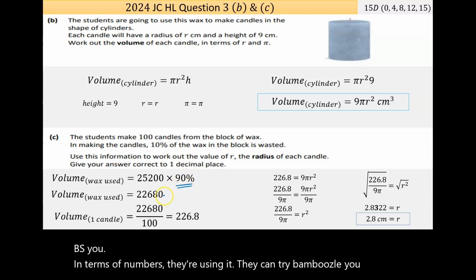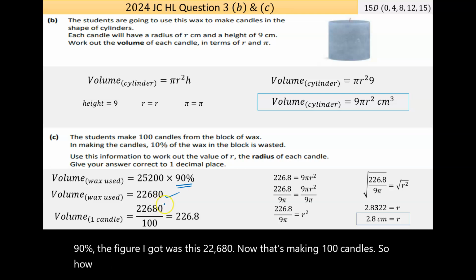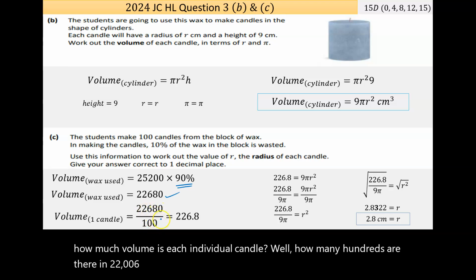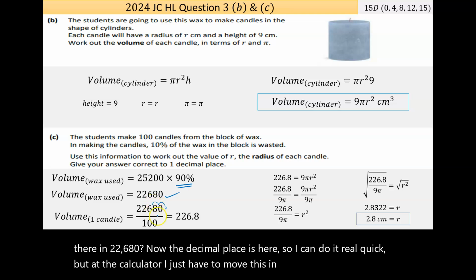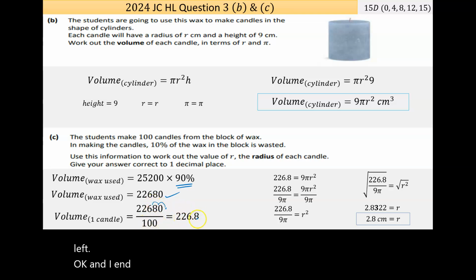So the 90%, the figure I got was this 22,680. Now that's making 100 candles. So how much volume is each individual candle? Well, how many hundreds are there in 22,680? Now the decimal place is here, so I can do it real quick without the calculator. I just have to move the decimal place twice to the left, and I end up with 226.8, and that's the volume of one candle.